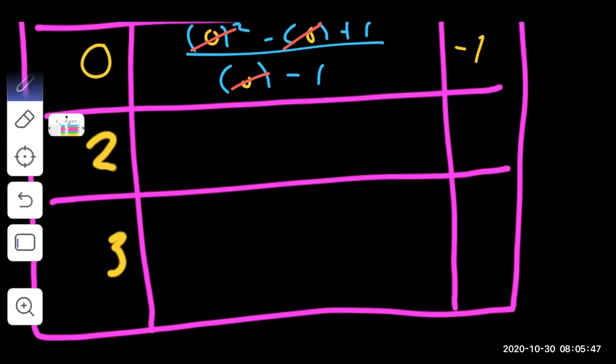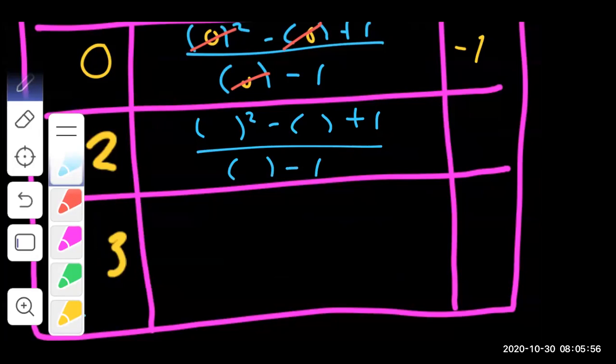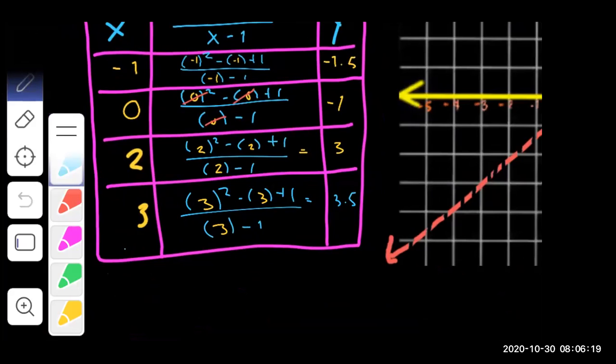Okay, let's continue. What about when we substitute 2? We get 3. Please check it out, guys. If you got it different, just tell us. We are here to help each other. Okay, now we substitute 3. What are we going to get? 3.5. Thank you.